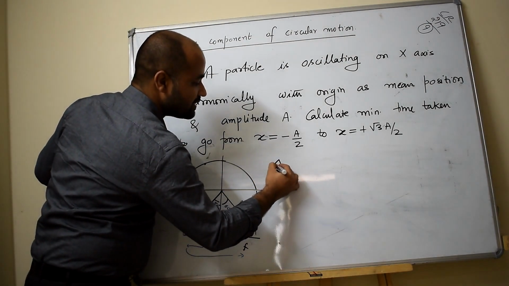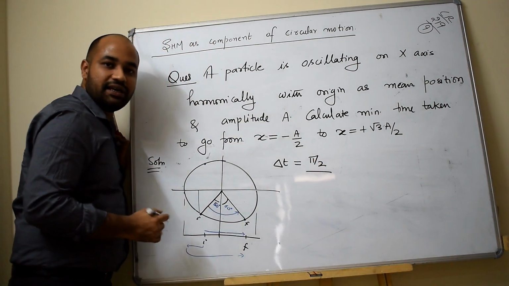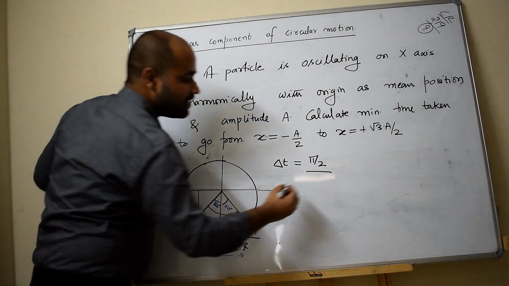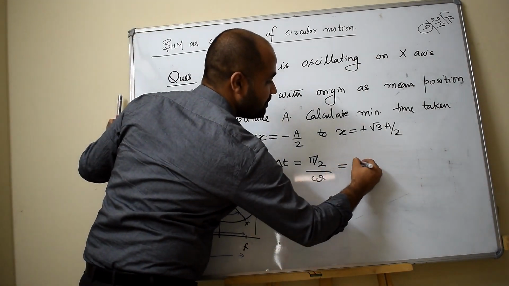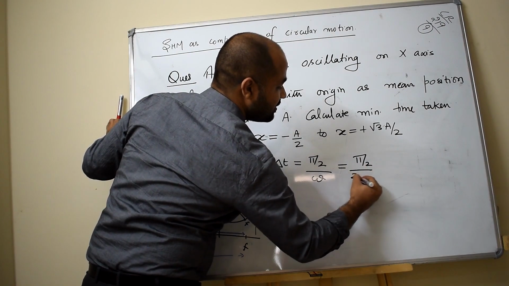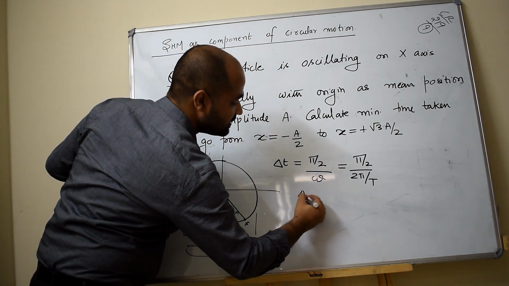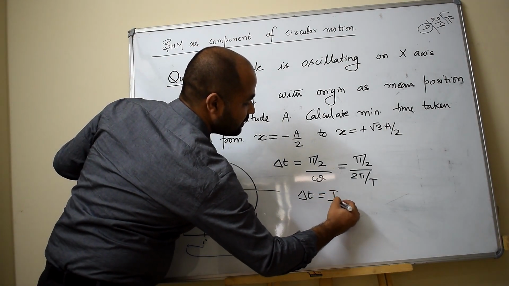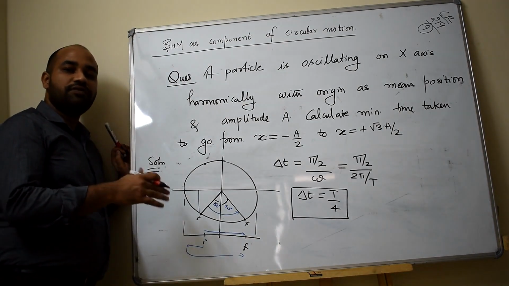We know because the angle rotated is 90 degrees or pi by 2, the time taken will be the angle rotated divided by the angular speed. The angular speed in terms of the time period, I may write as 2 pi by T. If you cancel the common factor pi, you can easily see that the time taken comes out as T by 4 or 1/4 of the total time period.